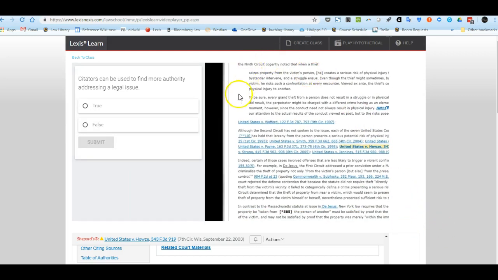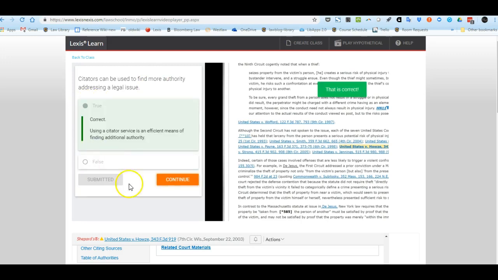Okay, so hopefully this is an easy one. Citators can be used to find more authority addressing a legal issue. True? Votes for true? Okay, head shaking's okay too. Any votes for false? No votes for false. True it is, and it's even efficient.